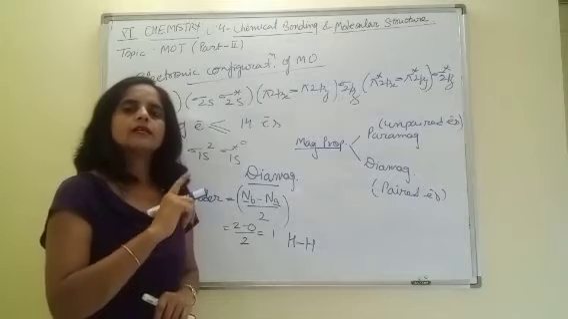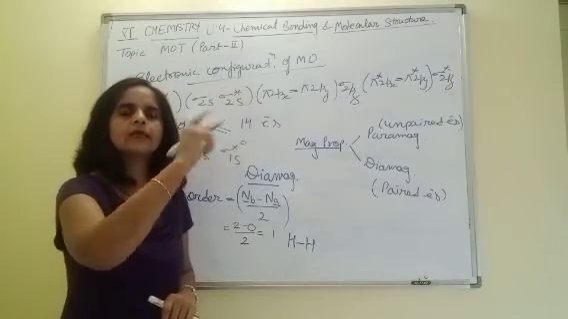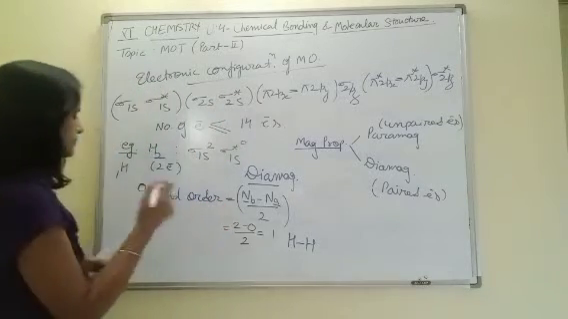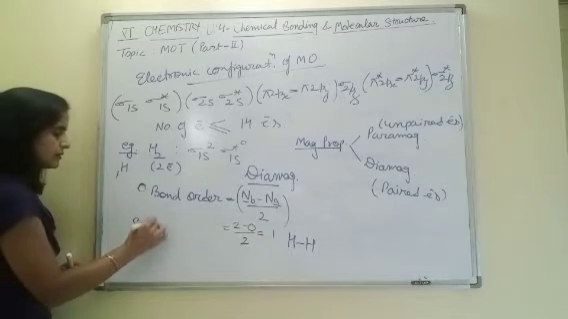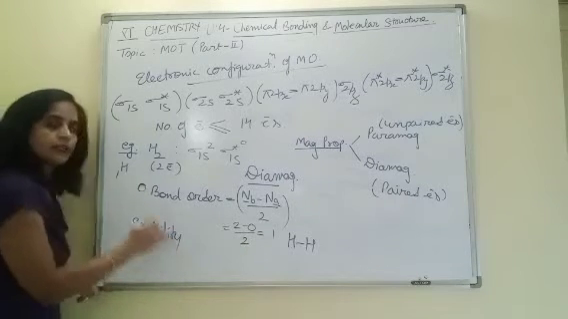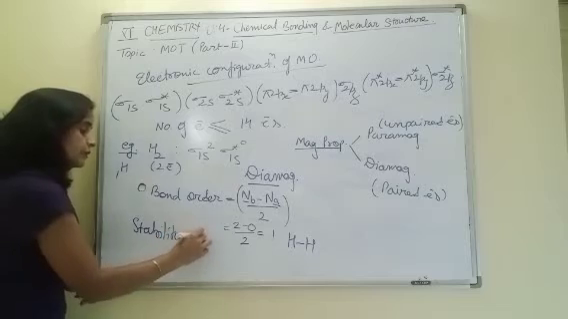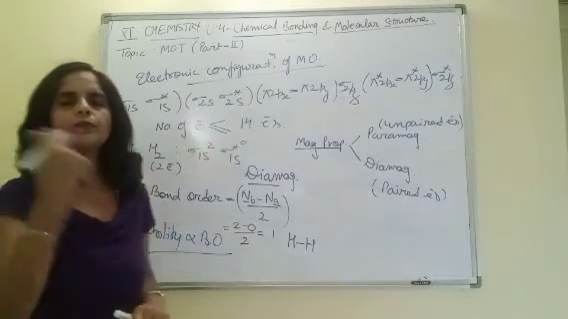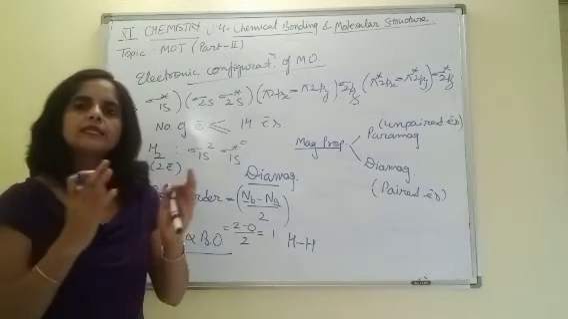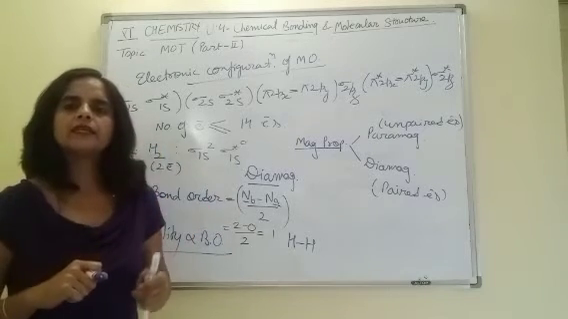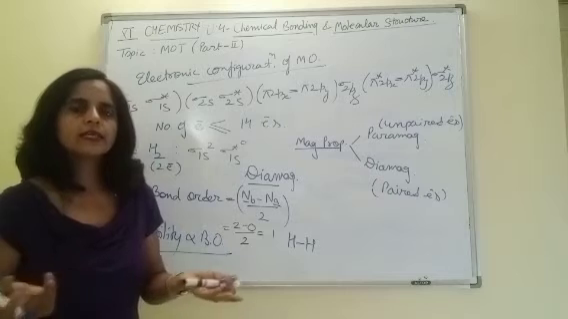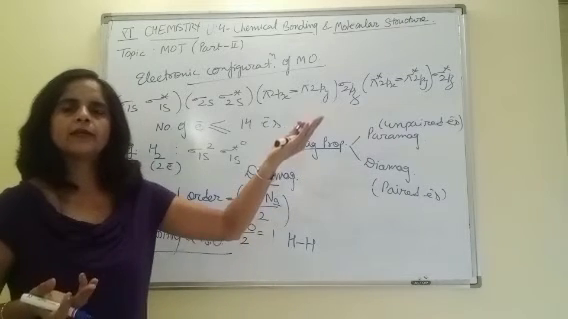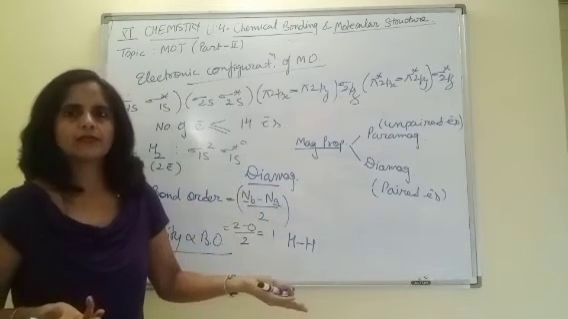And stability is directly proportional to bond order. How is stability related to bond order? Directly proportional. The higher the bond order, the more the stability. So in this way, you can easily compare different cases if asked which one is more stable. The one with higher bond order, of course, is more stable.